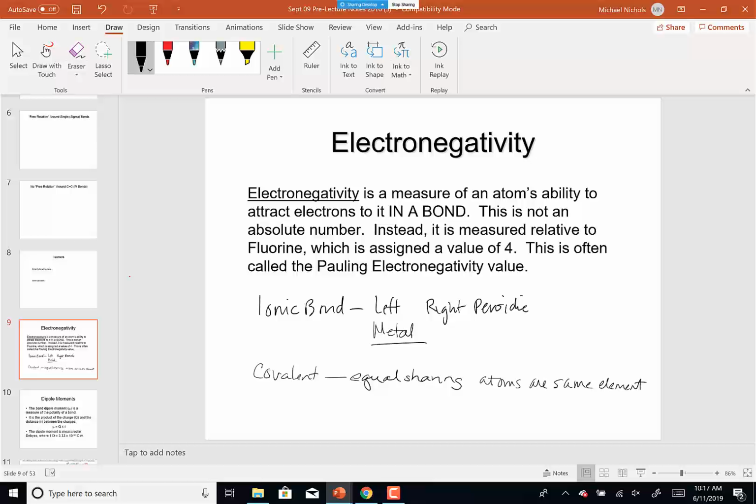Now, from an ionic bond to unequal sharing, this is a continuum. There are no set defined breaks, but we're just going to make it that if it's the same element, it's equal sharing. And then we can have a polar covalent bond, and a polar covalent bond is going to involve unequal sharing.